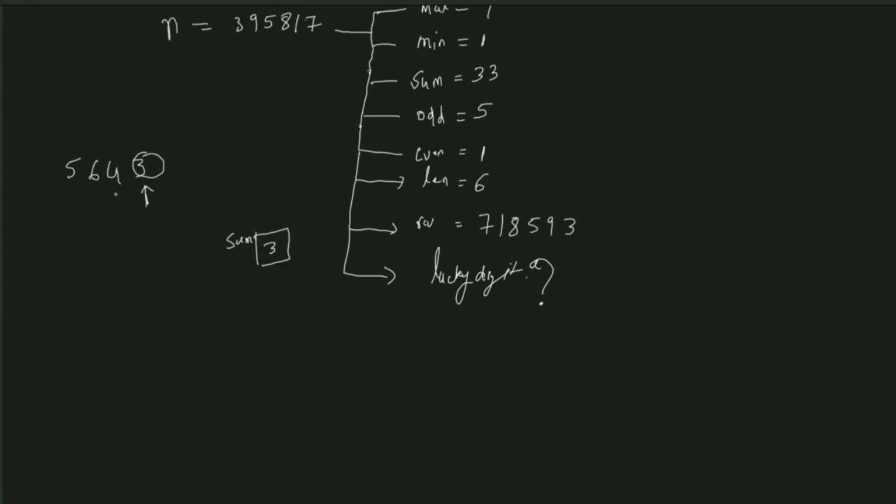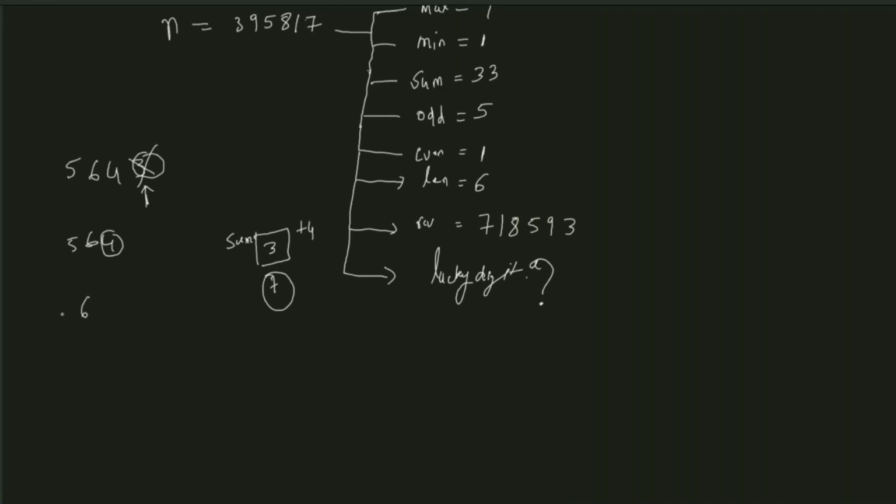Next, I need to eliminate this last digit, I need to reduce this number. Then the number will be 5 6 4. The last number I always need to take, and I add it to 3, so 3 plus 4. What is 3 plus 4? It will become 7. Now sum will be 7, the new value is 7, right?